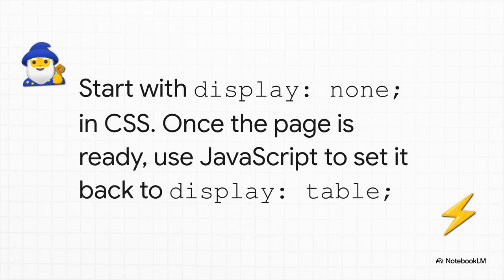You start by hiding the table with CSS, display none. This lets the browser build the entire table structure in memory, which is fast, without the performance-killing step of actually trying to draw it. Then, once the page is fully loaded, a tiny piece of JavaScript just flips the style back to display table. The browser then renders the fully formed table all at once, which is dramatically faster.